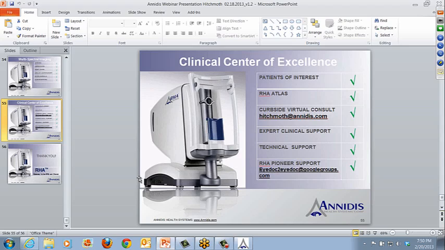And last but not least, don't forget that the Clinical Center of Excellence, we're still going to provide the POI service to new pioneers, and that will continue for your typical pioneer period. RHA Atlas is coming, and I showed you that earlier in the presentation. We still offer curbside virtual consult, and you can do that by emailing me. And I see that it says Hitchmoff at Anitas there. It's D. Hitchmoff at Anitas.